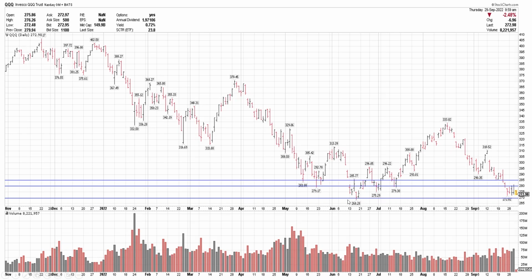If for some reason QQQ can hold over 268, which was the June low, and then get a close over 280, if we get those two things, a hold over 268 and then a close over 280, then I think it could set up QQQ for a possible shorter term counter trend rally. If we get a close below 270 on QQQ, that would actually be the lowest close of the year. That would undercut the June closing lows, and I think that could open up the QQQ chart to the downside.